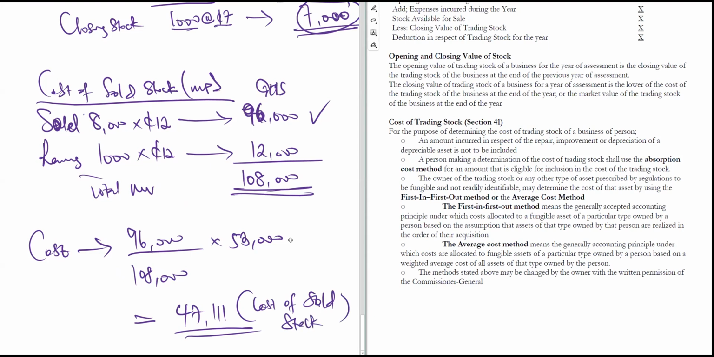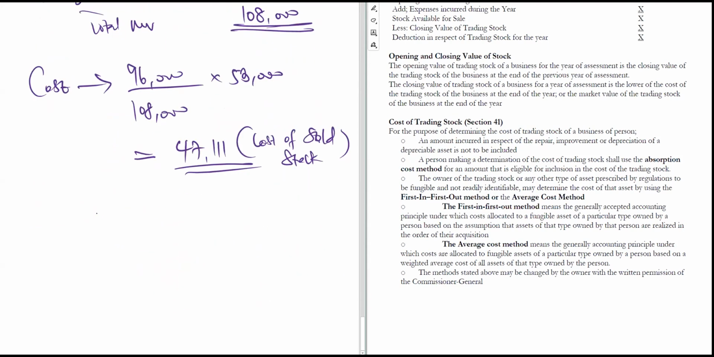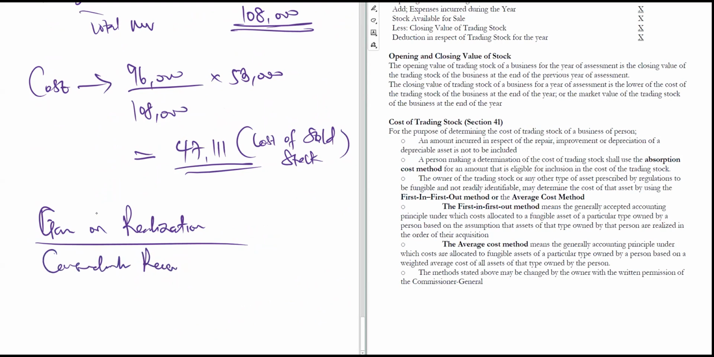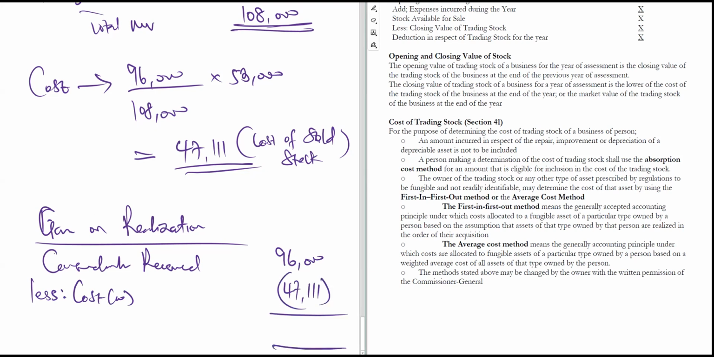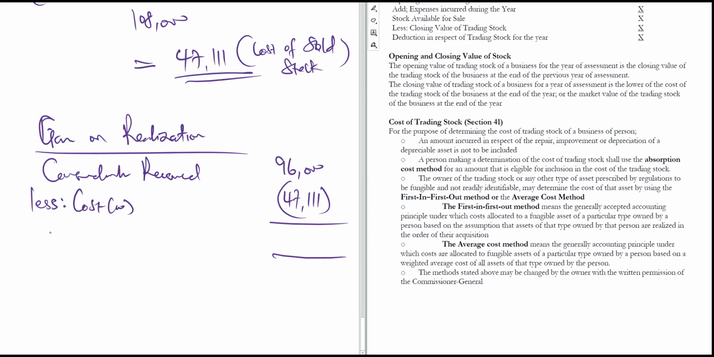So if this is the cost of the sold stock, then what is the realization component, or the gain or loss on realization? Let's see if we had a gain on sale or a loss on sale. So what's the gain? Consideration received. How much did we receive for this stock? We sold all for 96,000, right? Then we less the cost, and the cost of this we have worked out to be 47,111, right? We take it out, we end up with 48,889. Gain on realization.